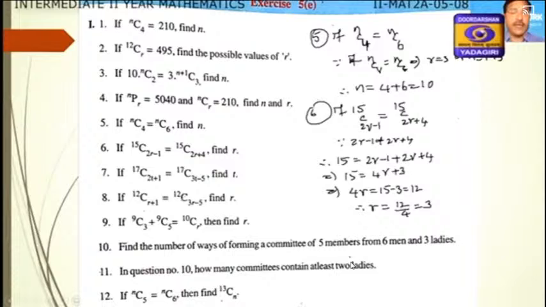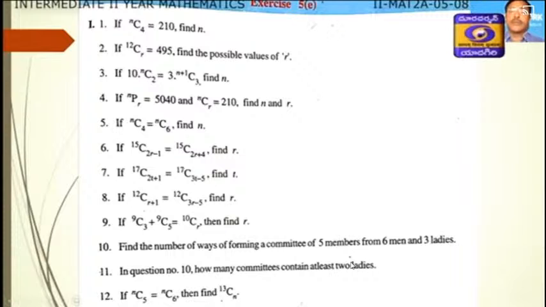Similarly, the 7th and 8th questions. Okay, and 9th question.